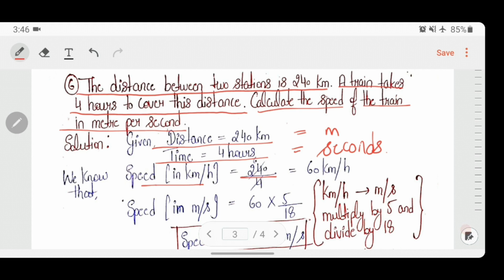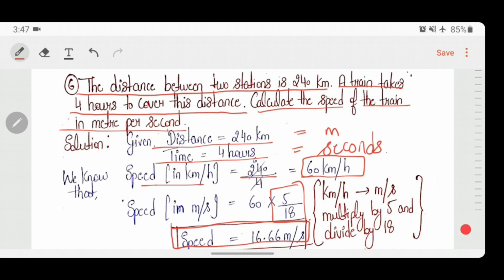After dividing these values, we get the speed, which is equal to 60 kilometers per hour. Now if you convert this into meter per second, you simply have to multiply this speed by 5 and divide by 18. It means you can simply multiply this by 5 upon 18. After solving this, you get speed equal to 16.66 meter per second. So students, this is how you can easily solve this type of numerical. This is very easy.